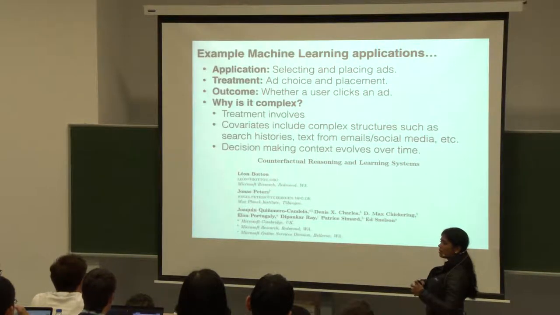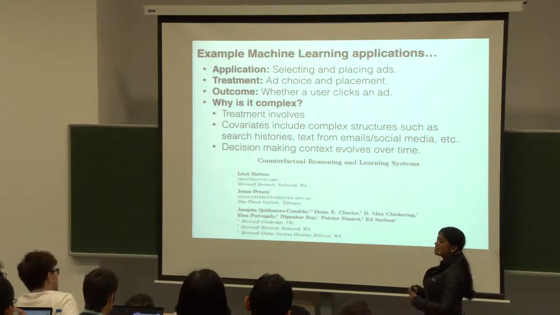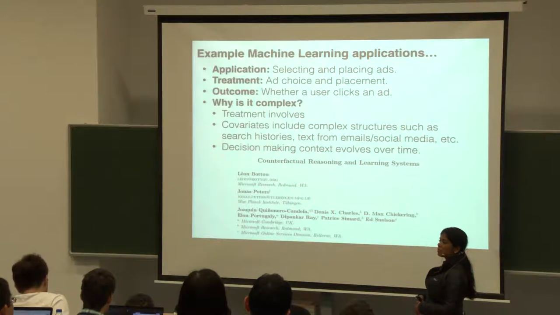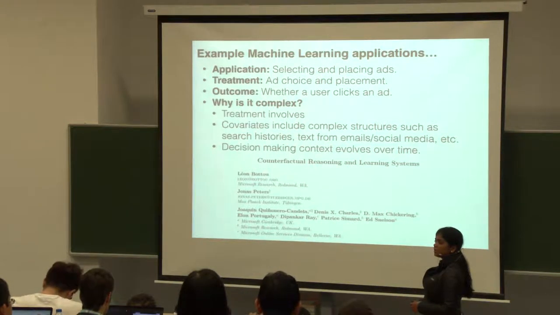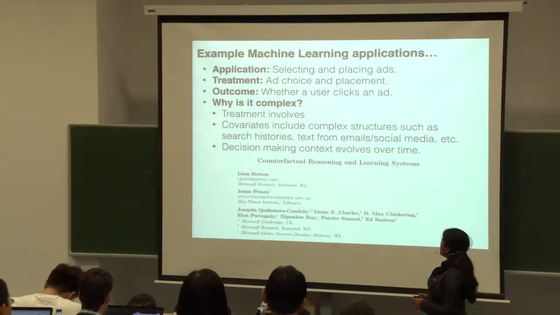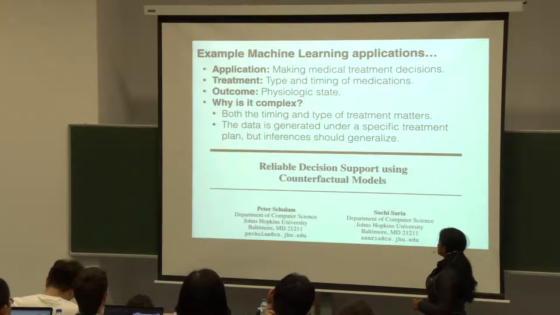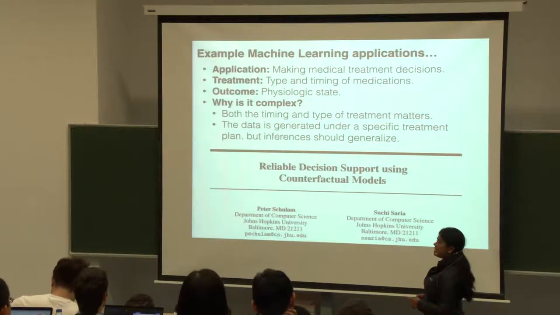But also, the decision-making context is continuously evolving, because as you're collecting more data about the user, you want to continuously evolve what would be the right thing to show. So this paper, again, is exploring these concepts in the context of advertising. And then I'll dive a little bit deeper into this paper.